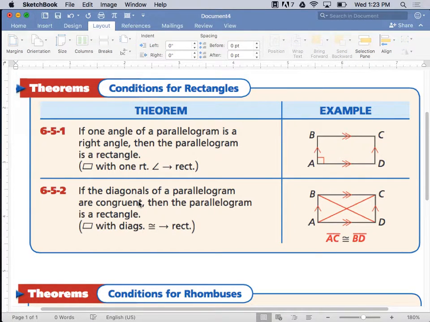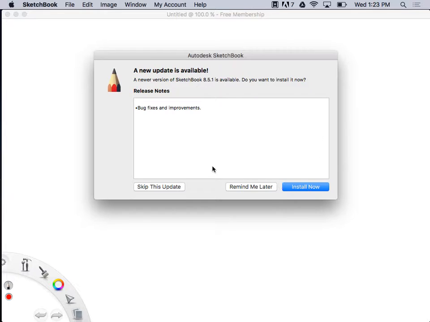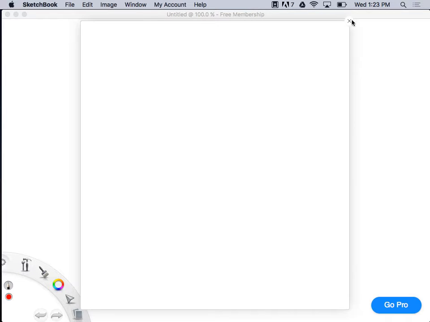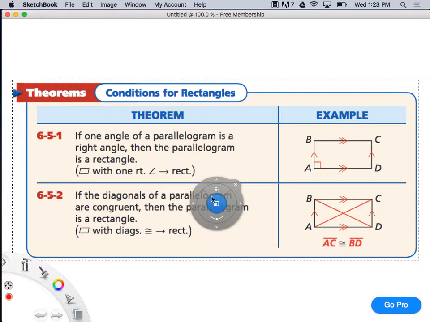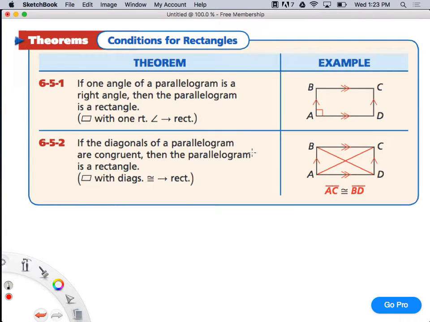So if one angle is a right angle, then the parallelogram is a rectangle. And what's the measure of a right angle again, guys? 90 degrees. So how would I say this? I would say if I've got a right angle, it makes it a rectangle. Right angle, rectangle. It's pretty quick, snappy. All right, and the next one, 652. Go ahead and read that over for yourself.